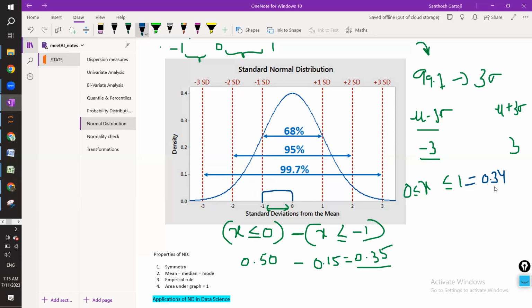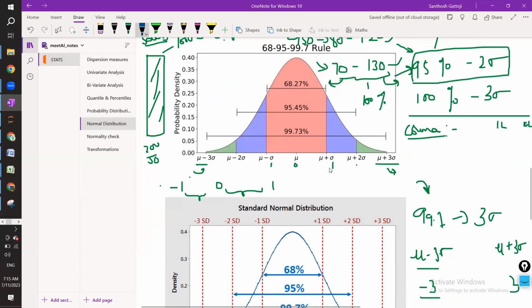Agree? And 0.34 is 0 to 1. Do you agree with me for this? Yes, sir. If you add these two, how much will we get? 0.69. Okay, which is very close to 0.68, because it is 0.6827.